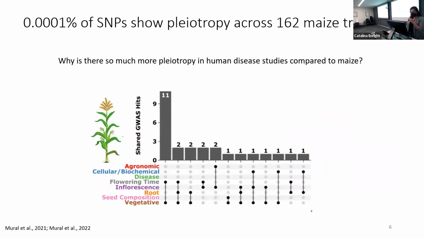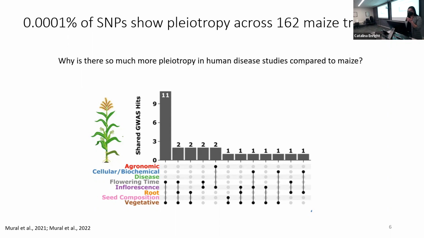And so more recently, a paper came out a few weeks ago looking at pleiotropy across 162 different maize traits. And very, very few of those SNPs genome-wide actually do show pleiotropy. And of those are between traits that we would already expect to share loci, like flowering time with leaf architecture or flowering time and inflorescence architecture traits. And very rarely do we see sharing between flowering time and root genes, which is unexpected.